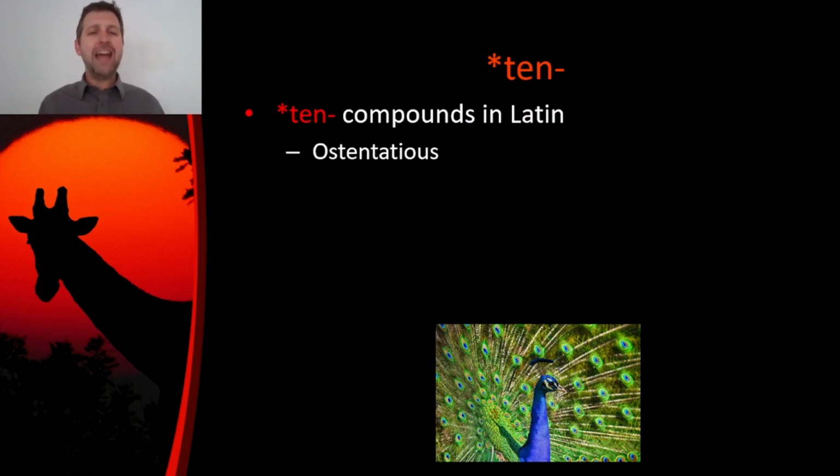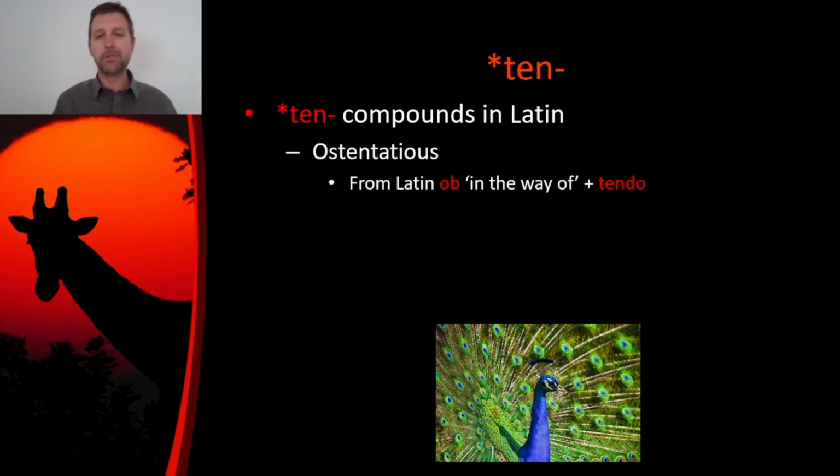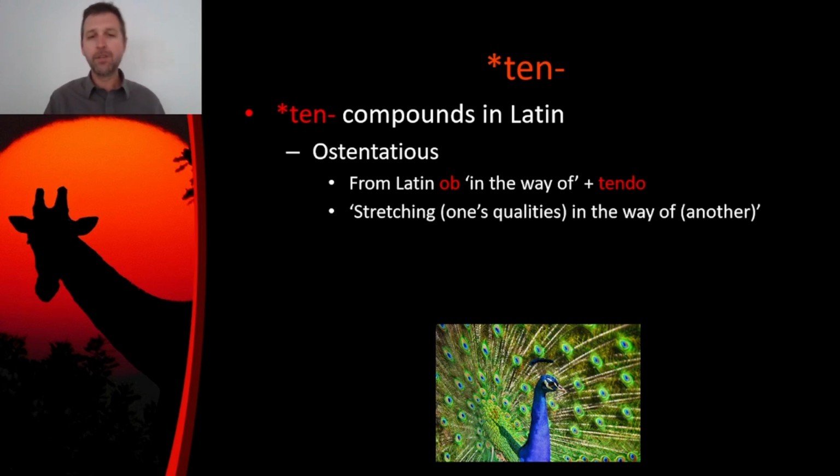What about ostentatious? What is that os doing at the beginning of the ten root there? That comes from the Latin preverb or preposition ob, which means in the way of, and then sometimes they would change the b to an s there before a t because it's easier to say ost than opt, and that's basically what is going on there, although we're going to see some compounds later where that's not necessarily the case.